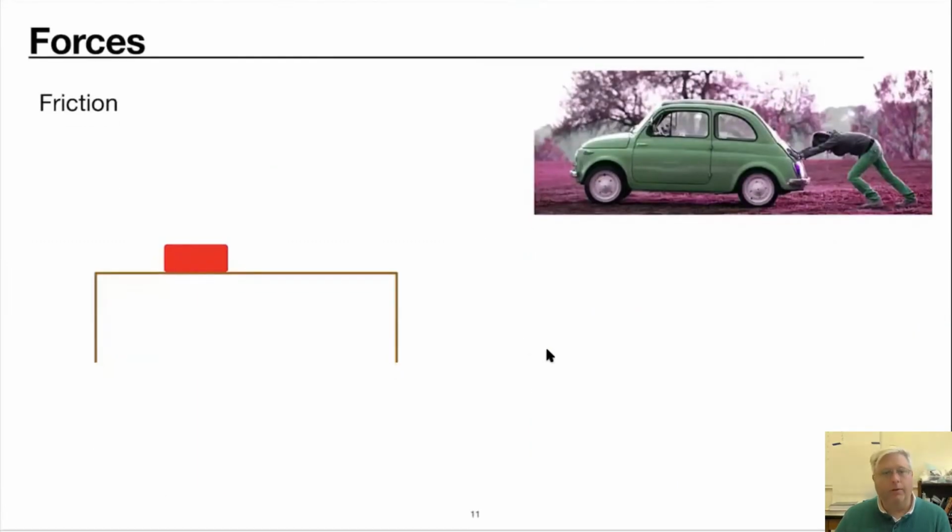Then another important force is friction. Friction is a contact force. Two things need to touch in order for friction to happen. There are two types of friction. There's static friction.